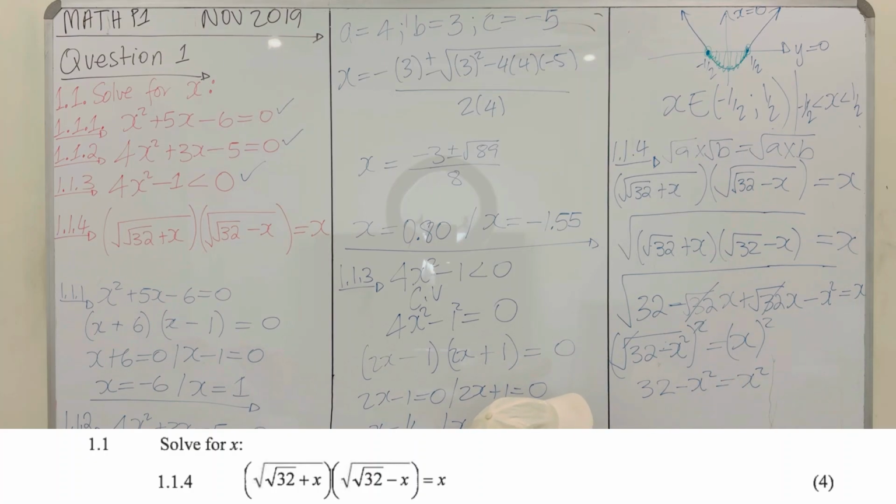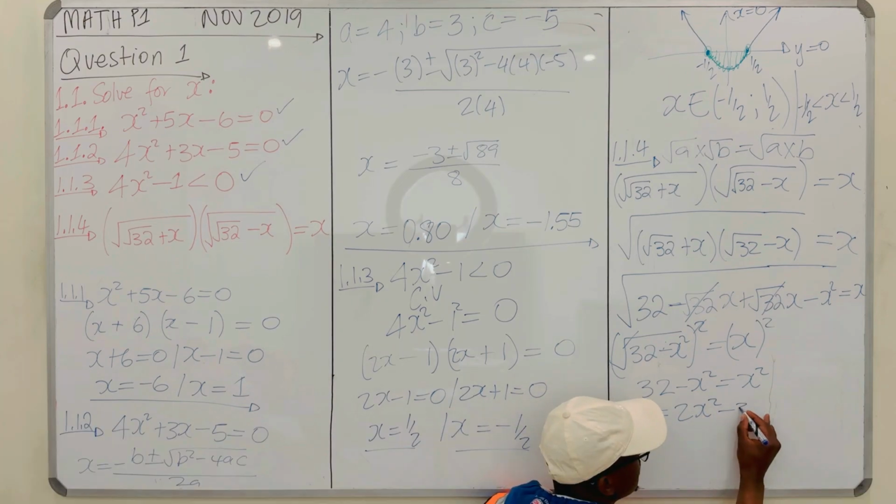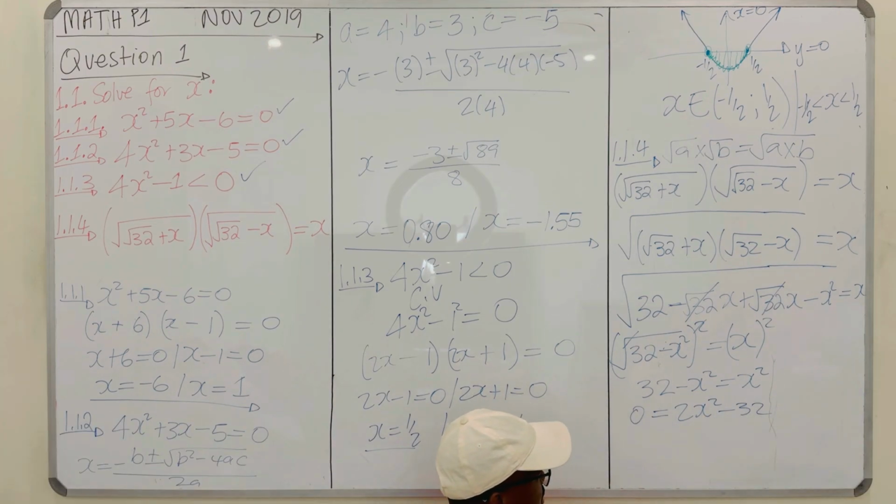Then let's transpose this thing to the other side. What do you get? 0 is equal to, it doesn't matter, you can take this to this side, 2x squared, because this x will be positive and you add it with this one, minus 32. Right? And then from here you can use the quadratic formula or you can factorize.